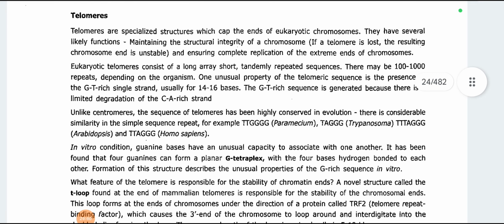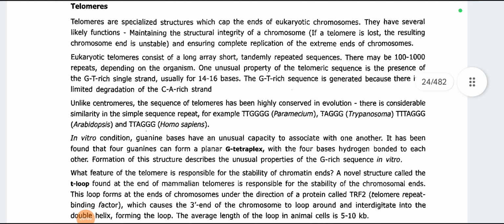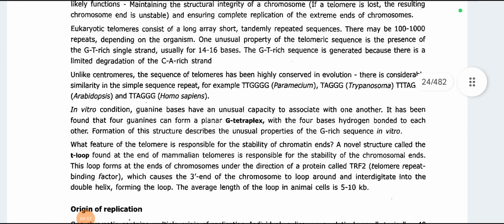Coming to telomere, telomeres are specialized structures which cap the end of the eukaryotic chromosome, and they maintain the structural integrity of the chromosome. If telomere is not there, the chromosome will become unstable. Telomere ensures complete replication of the extreme end of the chromosome, so that replication occurs up to the end.